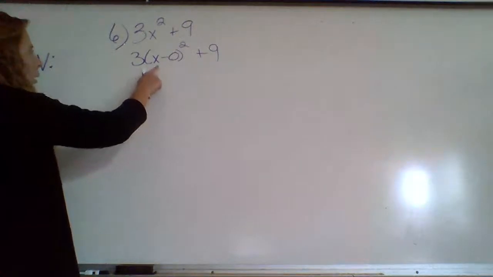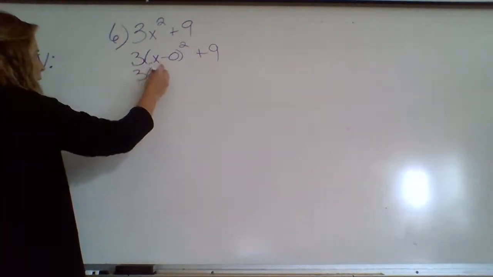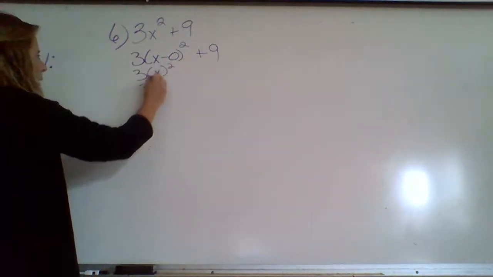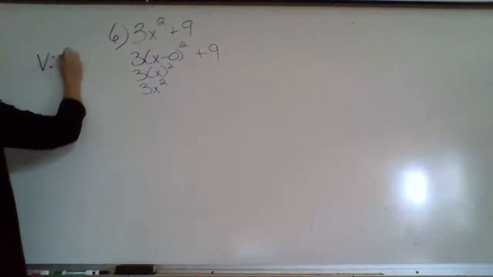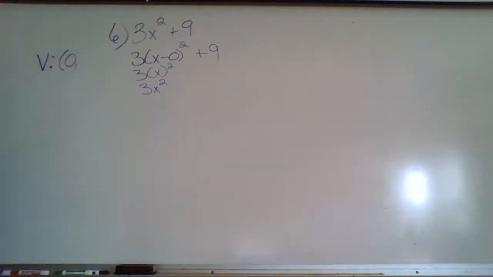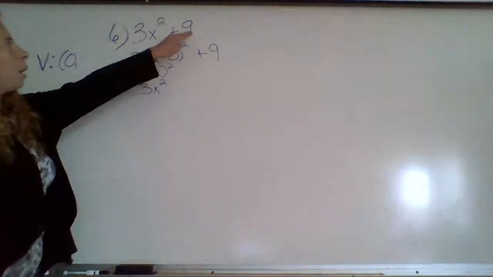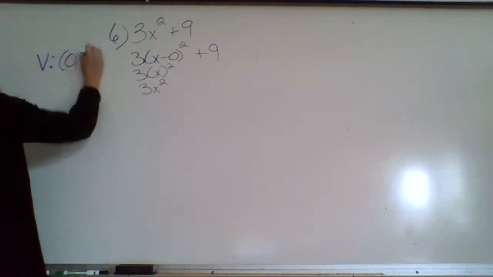Because what is x minus 0? It's just x. So you can just write it as 3x squared. So it's 0. So your vertex is at 0. It did not move left or right at all. All right, but it did go up 9. So then this is 0, 9.